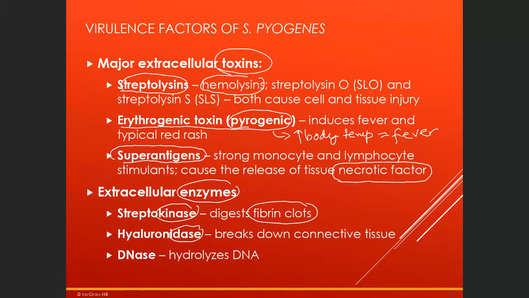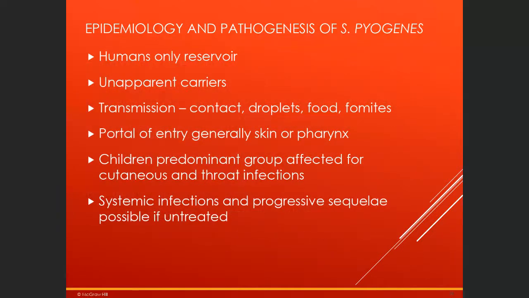Hyaluronidase is the one that breaks the connective tissue. This is the same as the Staphylococcus enzyme, hyaluronidase. DNase is the enzyme that breaks down the host DNA. It actually destroys the DNA of the host cell. Now the epidemiology: Streptococcus pyogenes only has humans as a reservoir. So animals will not carry this type of Streptococcus pyogenes, only humans.